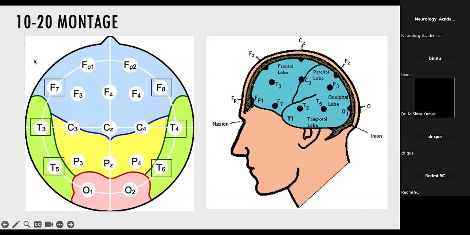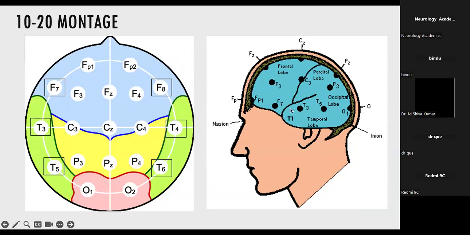Before going to the IEDs or ictal patterns, I would like to show this 10-20 montage with the temporal leads. The leads highlighted in the box are the temporal leads. The odd numbers are on the left and the even on the right side. F7, F8 are the anterior temporal leads. T3, T4 are the mid-temporal leads. T5, T6 are the posterior temporal leads.